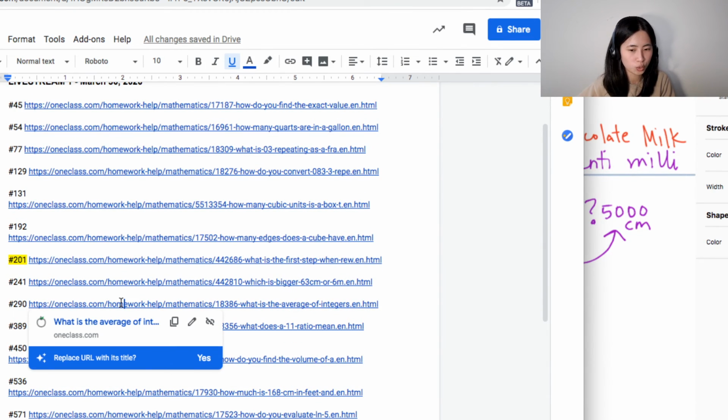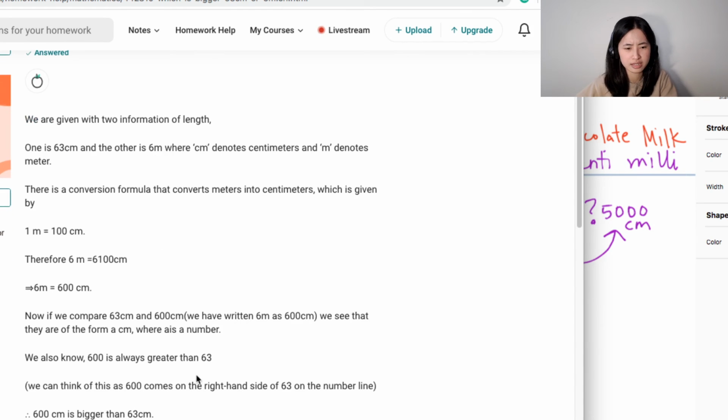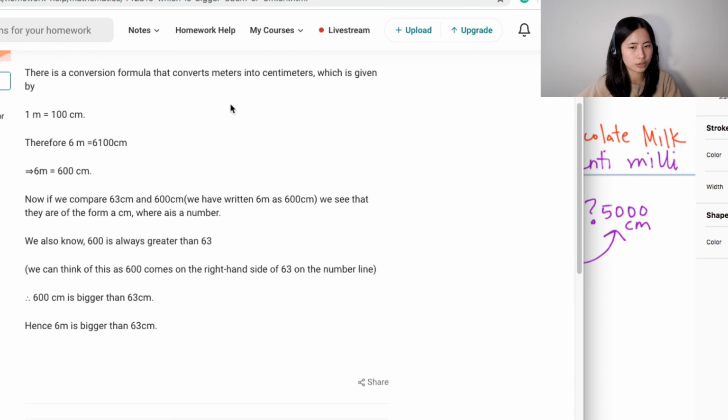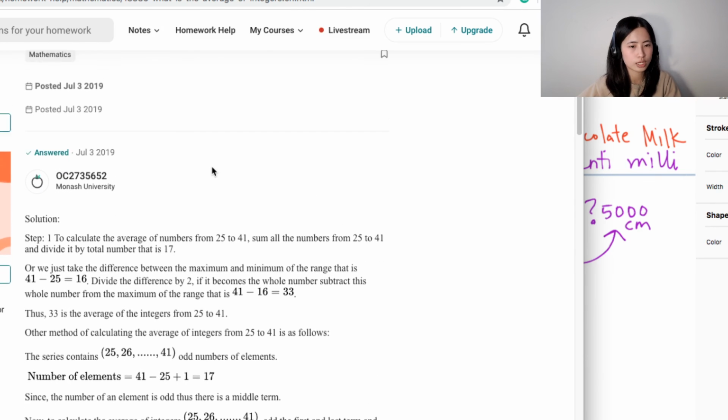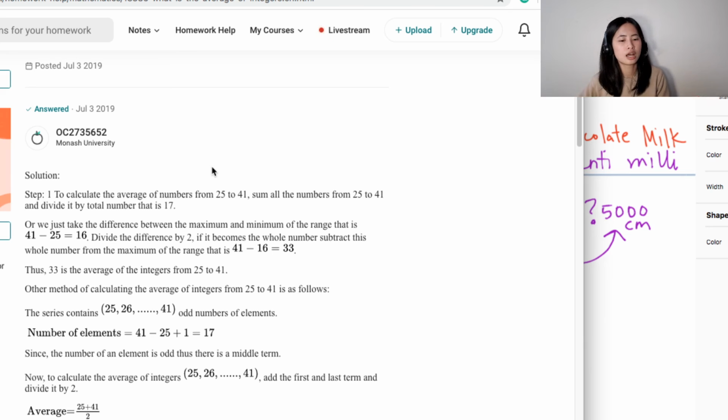Okay, this is 290. So, hopefully this makes sense. And what they have here, 1 meter is equal to 100 centimeters is right, and they're saying 6 meters is 600 centimeters, which is right. Okay, great. Okay, so again, the question isn't here, but just by reading the solutions, I can actually tell what the question is. So let's go.